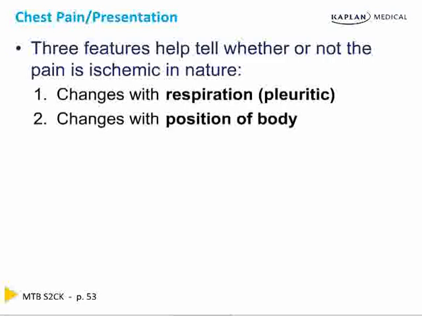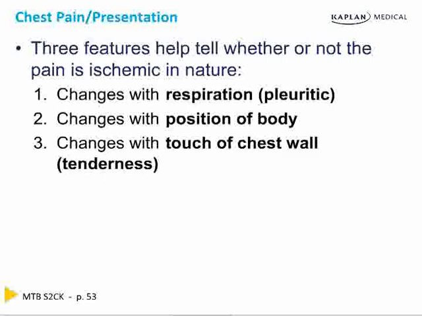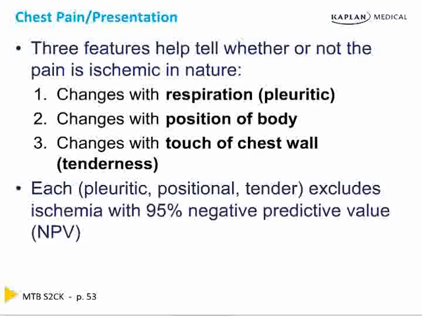If it changes with position, most likely diagnosis, not ischemic. Things that change with position are mostly pericardial. Things that change with respiration, pneumonia, pneumothorax, pleuritis, pulmonary embolus, pericarditis, are all pleuritic. And if there's tenderness, it tells you it's not ischemic in nature. Each of these, positional, pleuritic, or tender, tells you that there is no ischemia with 95% negative predictive value.